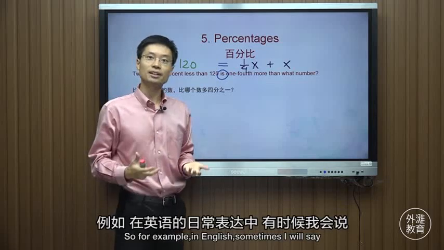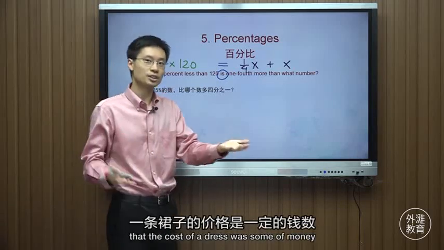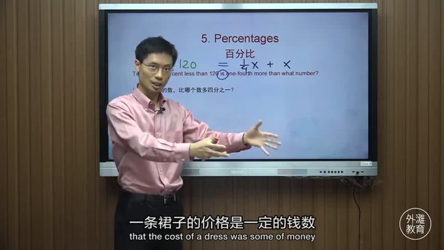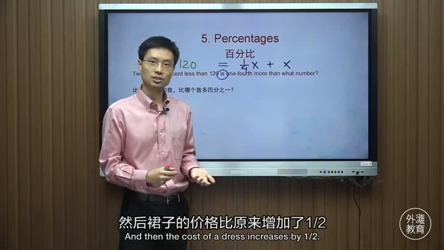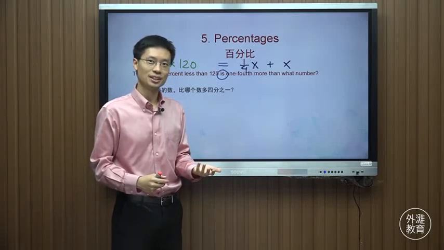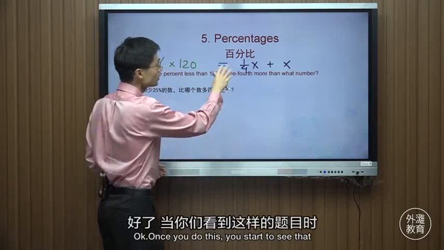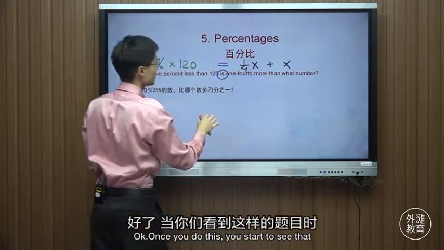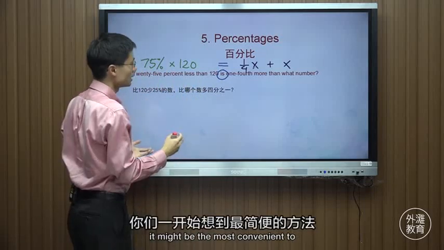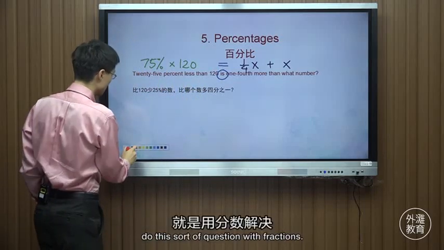So for example, in English, sometimes I will say that the cost of a dress was some amount of money, and then the cost of the dress increased by 1/2. And that would actually mean increased by 1/2 of the price of the dress. Okay, but once you do this, you start to see that it might be the most convenient to do this sort of a question with fractions.